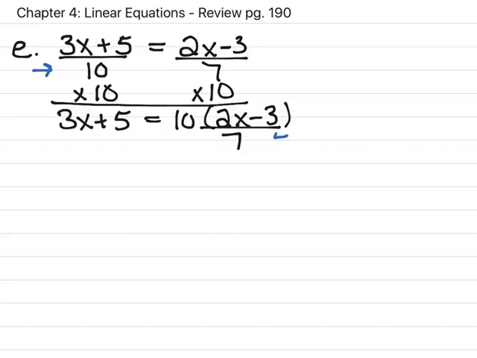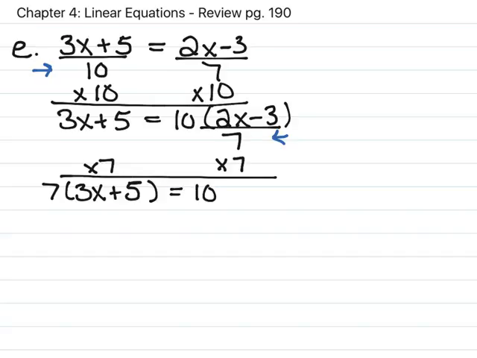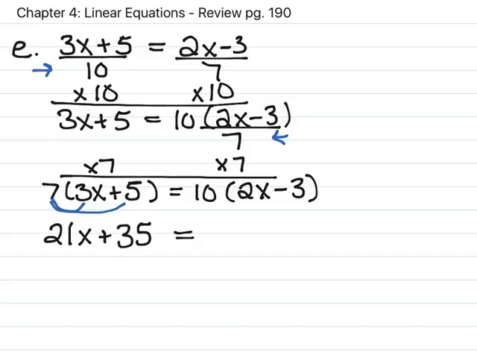And then we'll do the same thing for the 7, multiplying it on both sides, which will give you 7 times (3x plus 5), which equals 10 times (2x minus 3). So now I'm going to expand each side. So 7 times 3x is 21x. 7 times 5 is plus 35, which will equal 10 times 2x, which is 20x. And then 10 times negative 3 is negative 30.